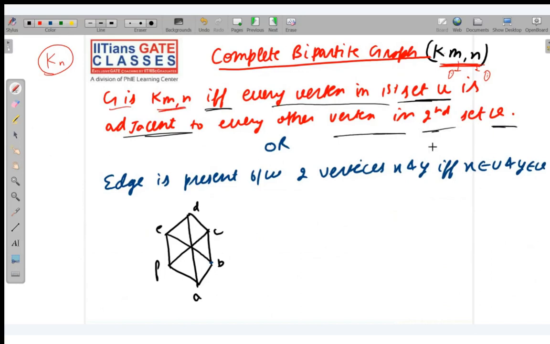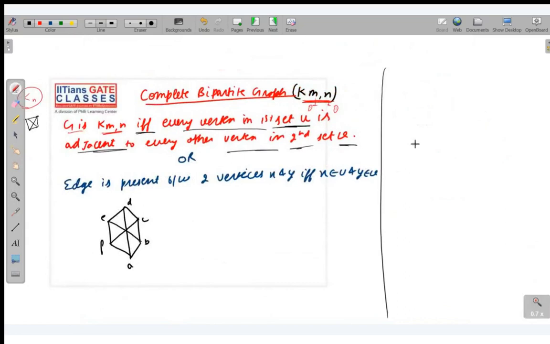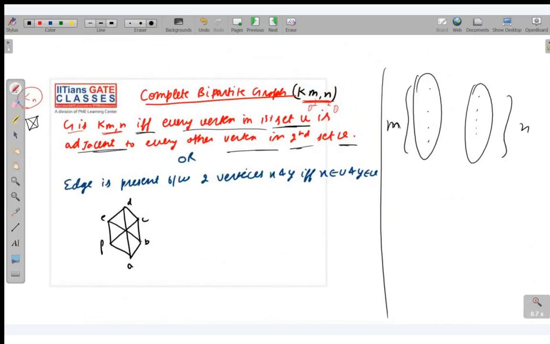That is very obvious. See, what was the complete graph of n vertices? Every vertex was adjacent to every other vertex, like this. So what will be the complete bipartite graph Kmn? I will draw it like this. Here I have m vertices, and here I have n vertices. So every vertex should be adjacent to all of these, right? Are you getting it? So here also it will be like this. So it will be a complete bipartite graph. Just like the complete graph, we have the complete bipartite graph. Any doubt? No, sir. Okay.